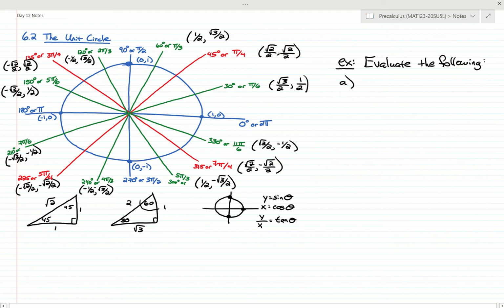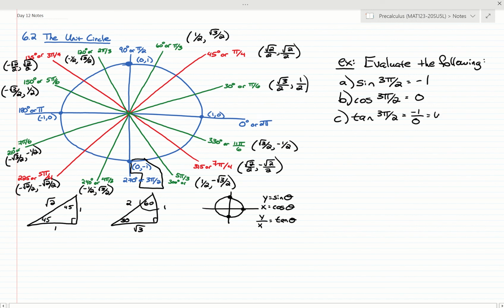Okay, let's find the sine of 3π/2. Well, 3π/2 puts us right over here. Sine, remember, is the y value, so clearly that's -1. The cosine of 3π/2 is the x value, which is 0. And the tangent of 3π/2 would be the y value over the x value, which is undefined. So it doesn't get much faster than that.